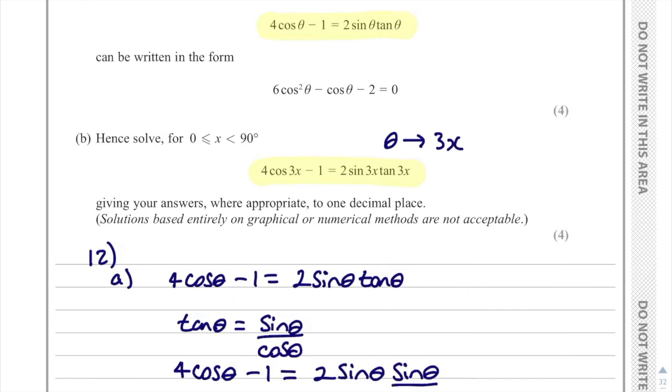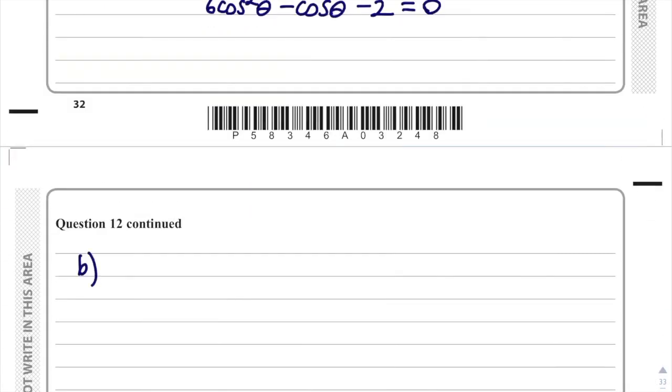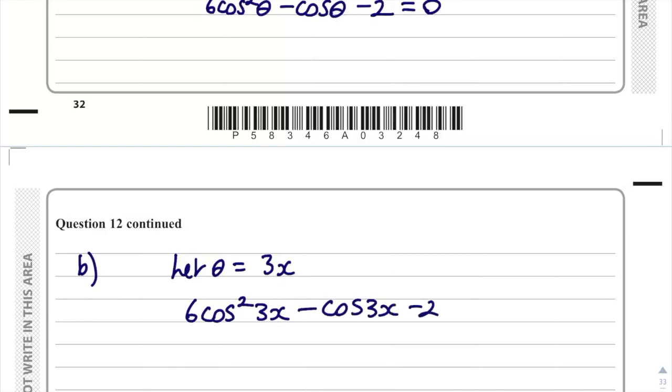Now you're probably thinking, how can we solve an equation like this? In part A, we had to rewrite the equation in terms of theta into this quadratic, 6 cos squared theta minus cos theta minus 2 equals 0. So what that means is, if these two equations are the same, we've just replaced theta with 3x, then we can use the equation in its rewritten form and then replace theta with 3x. So in part B, we can use 6 cos squared theta minus cos theta minus 2 equals 0, and we can let theta equal 3x. So we could write this as 6 cos squared 3x minus cos 3x minus 2 equals 0.